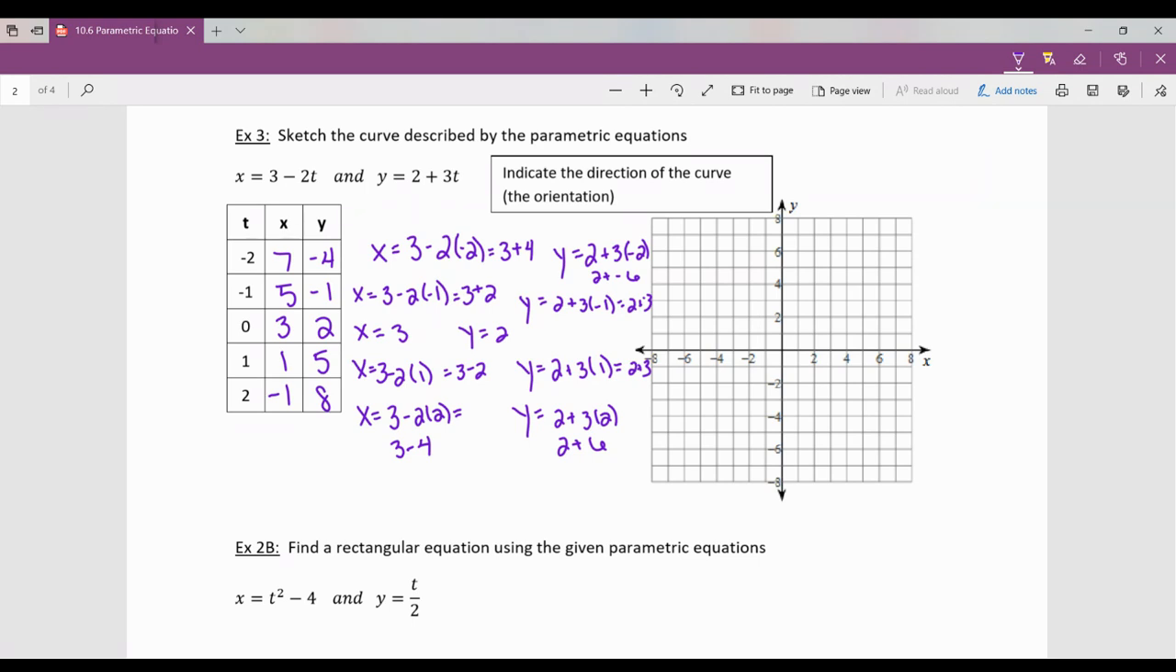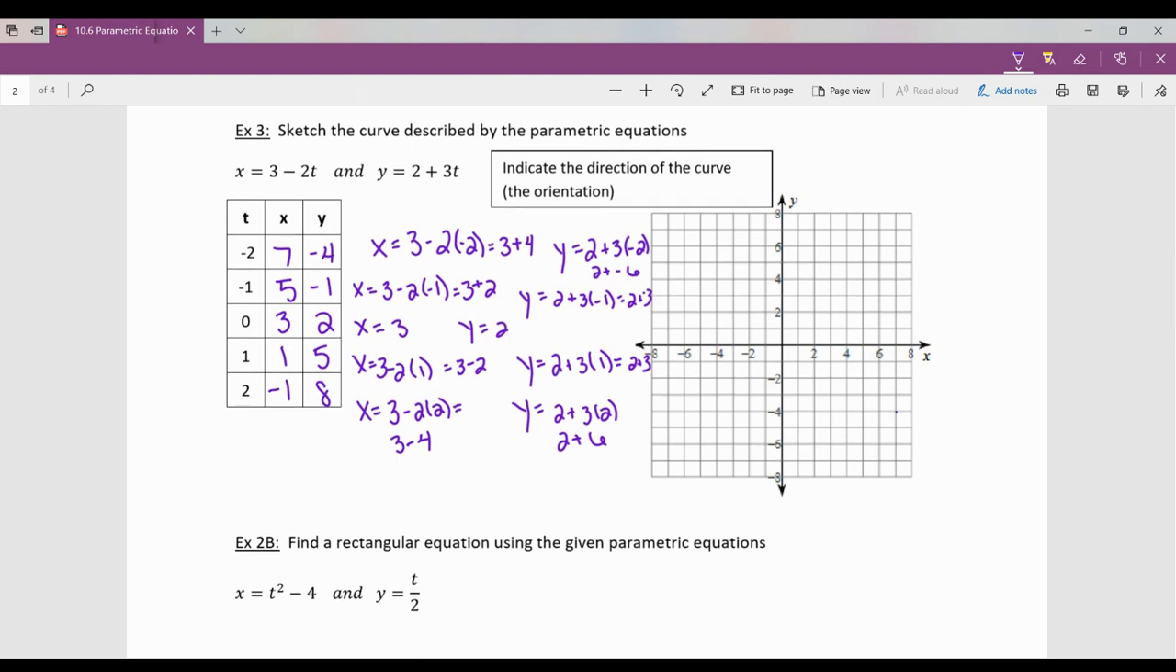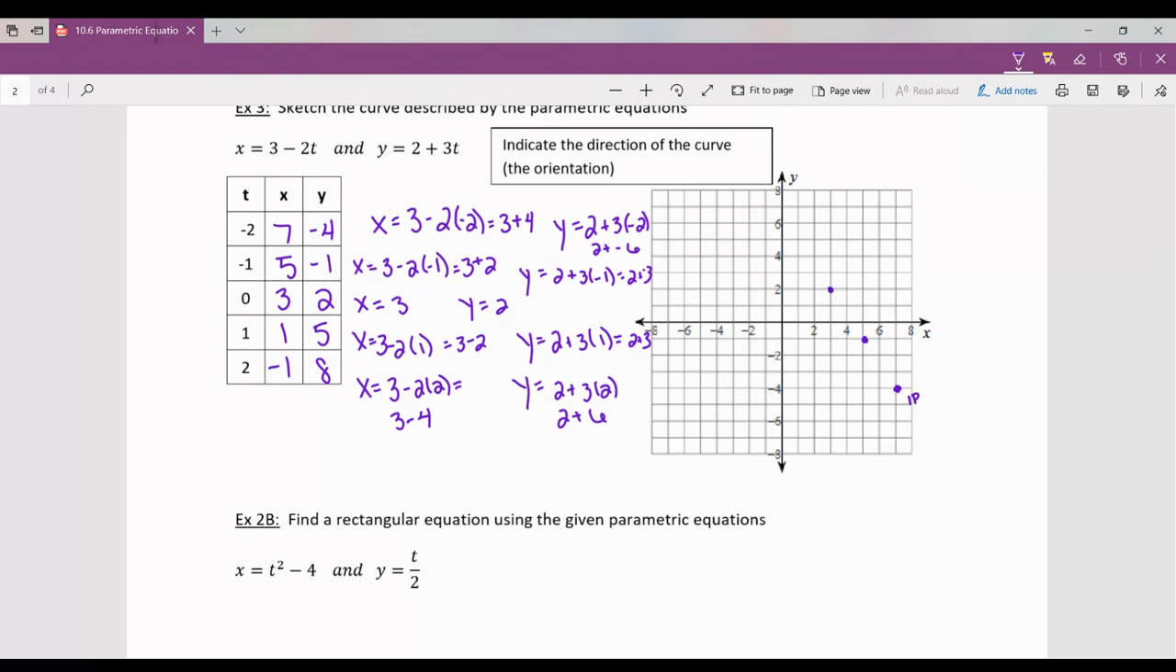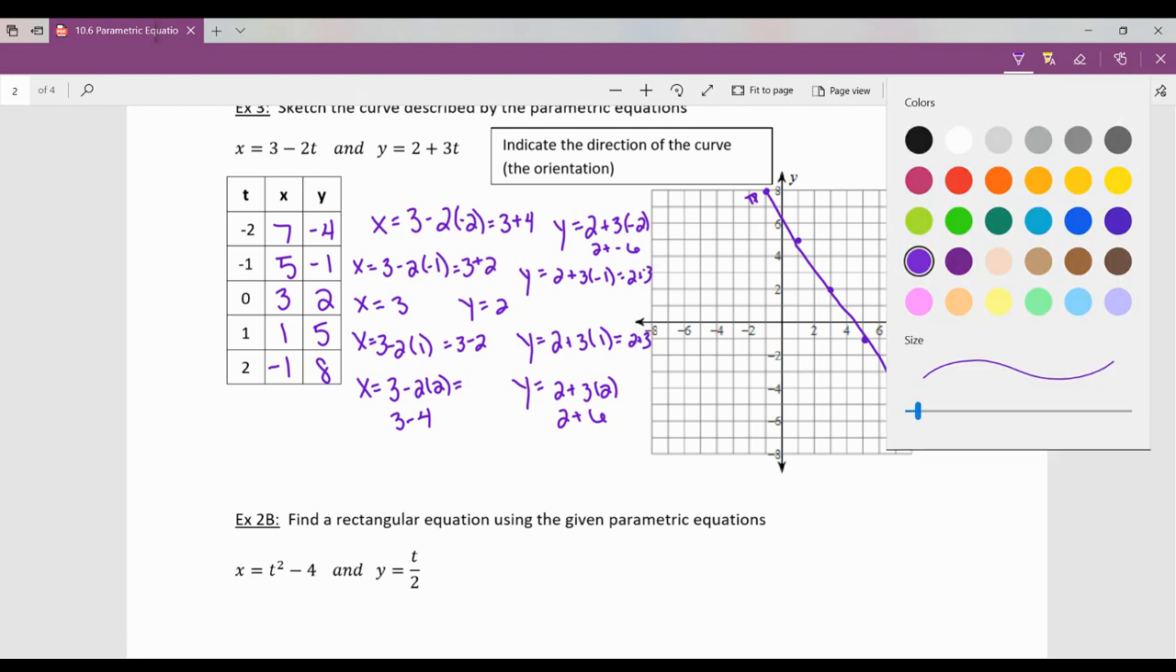So my initial point is 7, -4. So I'm going to label that as IP. That's my initial point. And then I go to 5, -1. And then I go to 3, 2. And then I go to 1, 5. And then I go to -1, 8. And that is my terminal point, TP. Oh, wow. So these all kind of line up. And I start at my initial point. Let's see if I can hit these. Woo! Pretty, all right, not too bad.